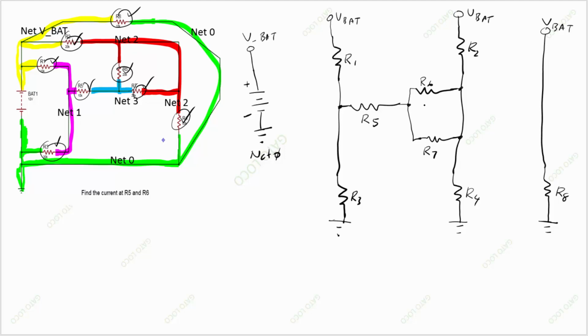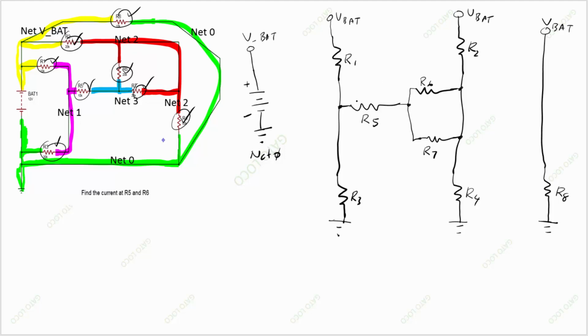So it's better than this circuit, because at least what I can see here is that resistor 8 is not going to affect the current that goes through R5 or R6 or R7. It's separate. So R8 is basically only taking power. All right? But now my question was, find the current at R5 and R6. Okay, let's do something here.